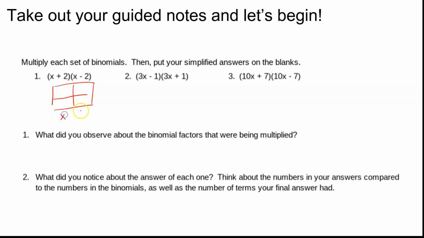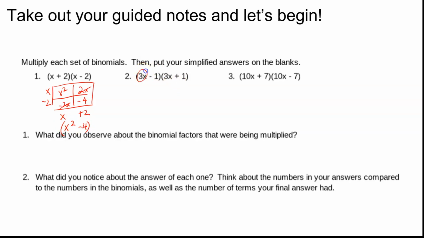I have an x plus 2 and an x minus 2. X times x is x squared. X times negative 2 is negative 2x. 2 times x is 2x, and negative 2 times 2 is negative 4. This negative 2x and this 2x will cancel, which leaves me with x squared minus 4.